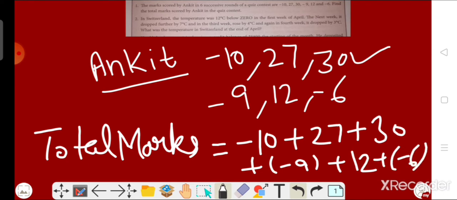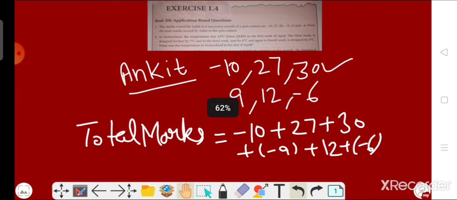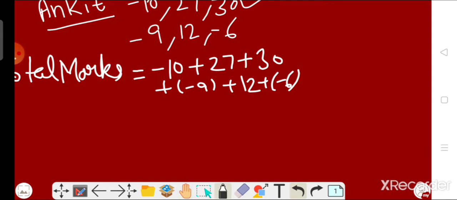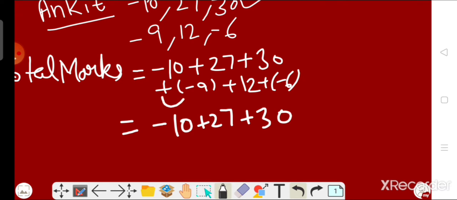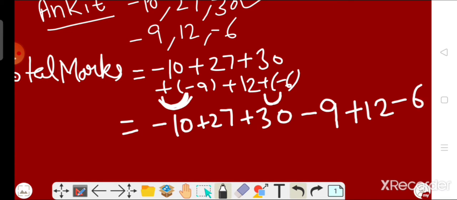Okay beta, we have to solve this addition of integers. Now to solve this addition, what do we have to do? Firstly we have to solve the signs. Okay, minus 10 remains the same, plus 27 remains as it is, plus 30 remains as it is. Now this plus and this minus come together and there is no number between them, so their resultant sign is minus 9. Okay, plus 12 as it is, again plus and minus come together and there is no number between them, so the resultant sign is minus and 6 is as it is. Okay, we have to solve this.